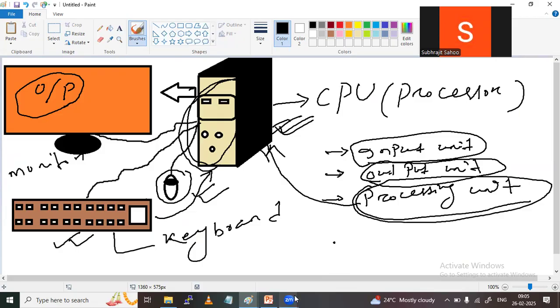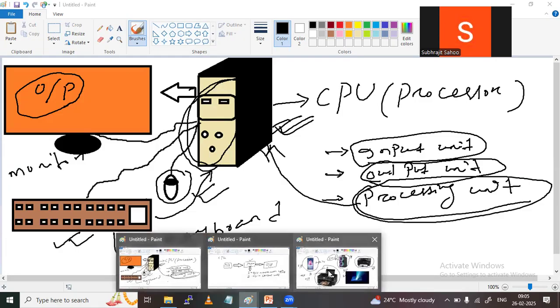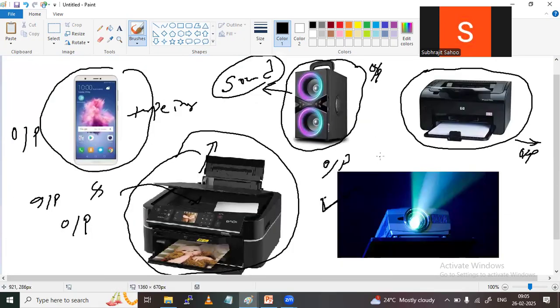So whenever the user is giving a request to print a document, the printer will be connected to the computer, any machine, right? I will take this one. Okay, one minute.